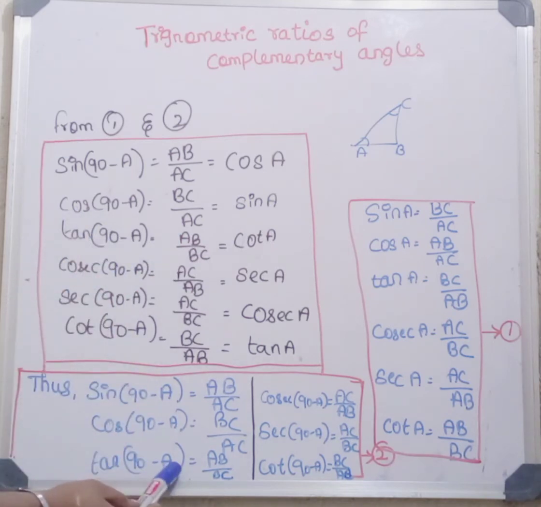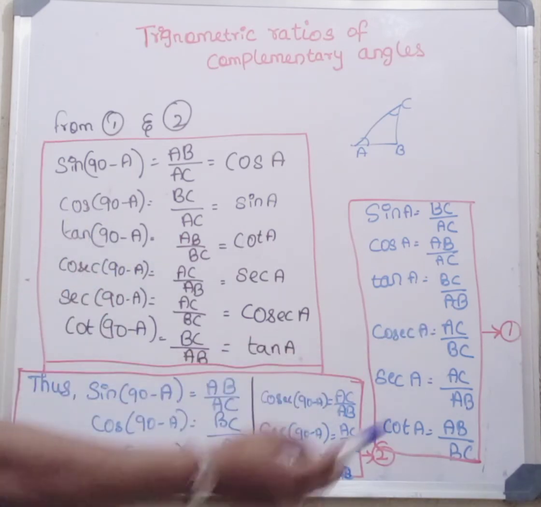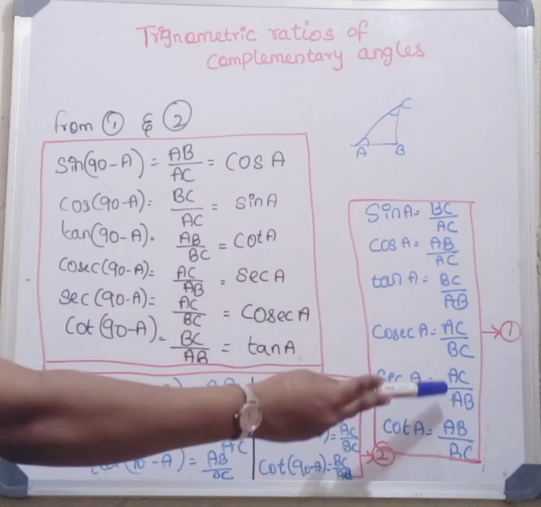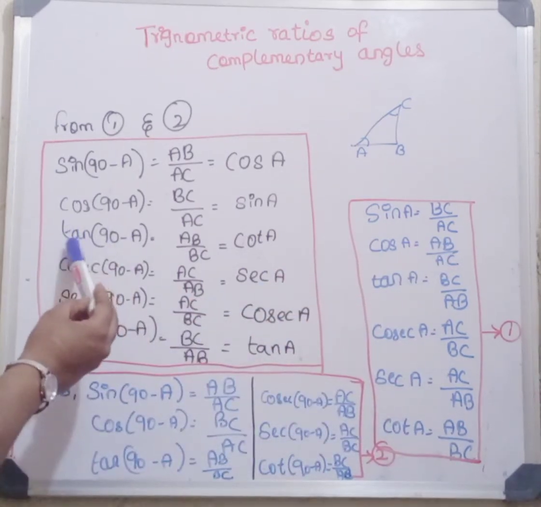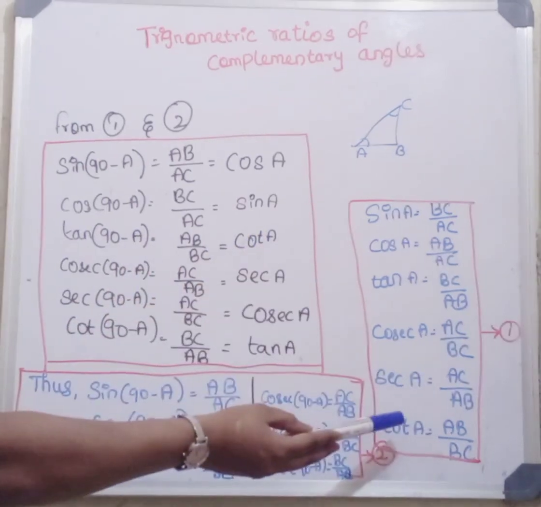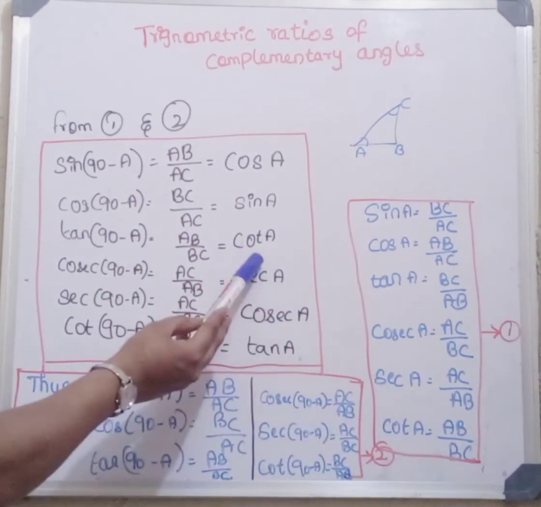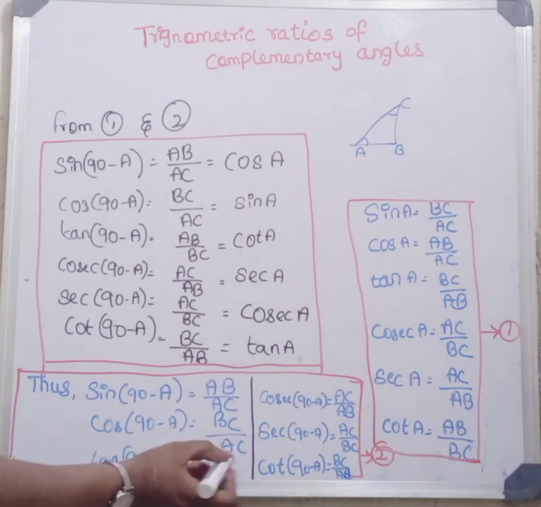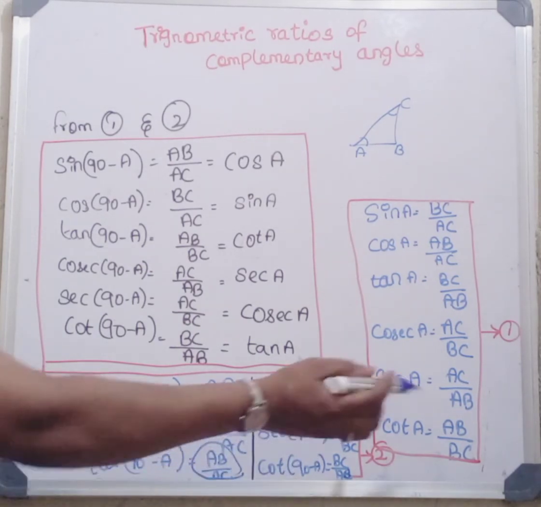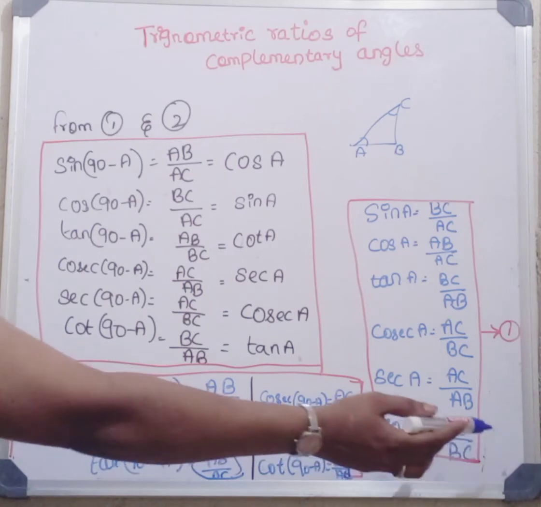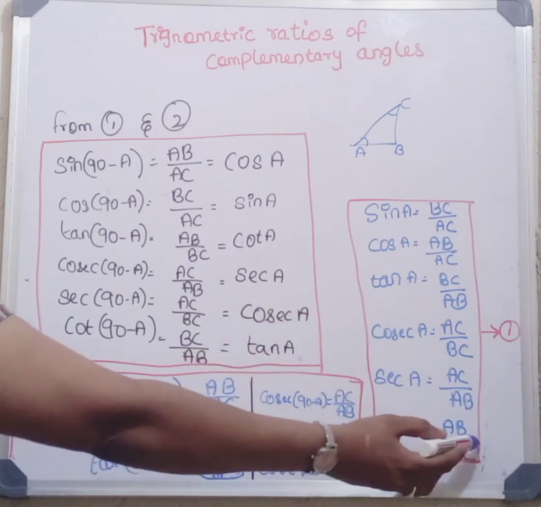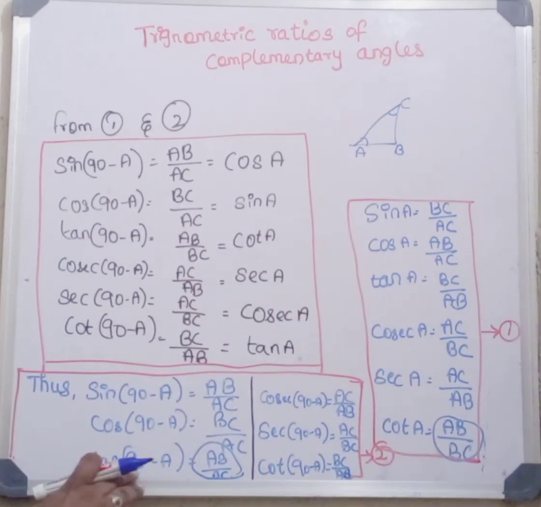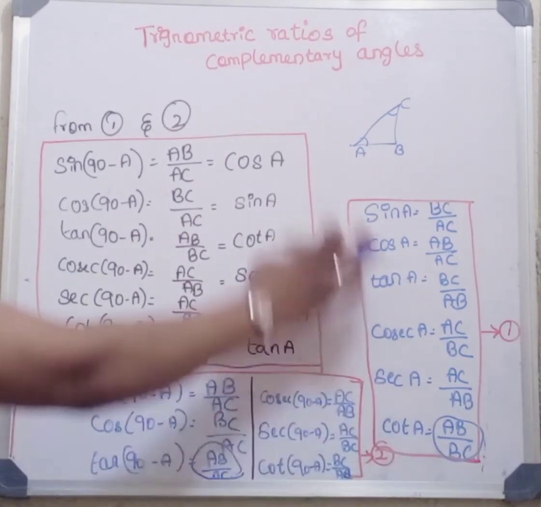Then tan 90 minus A is equal to AB by BC. Compare the equations: AB by BC is cot A. So tan 90 minus A we can write as cot A. This value and this value are equal. So obviously tan 90 minus A will be equal to cot A in this triangle.